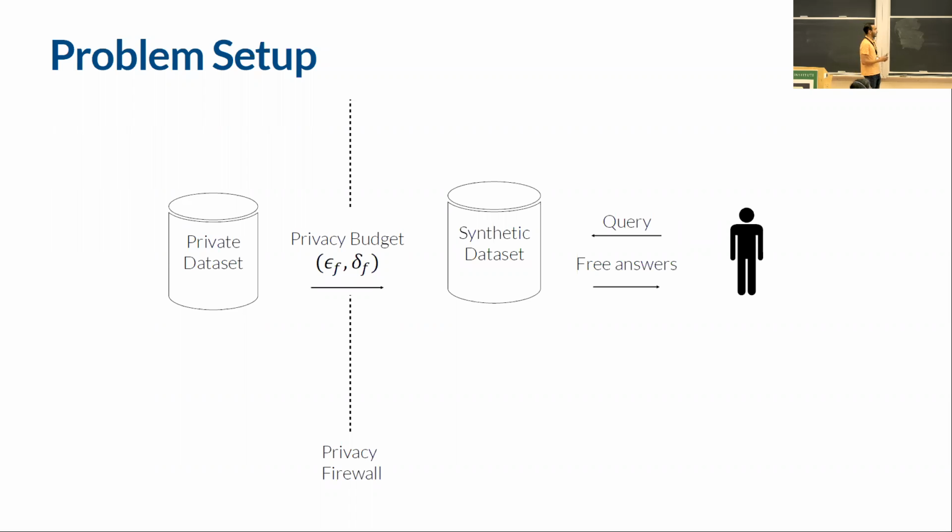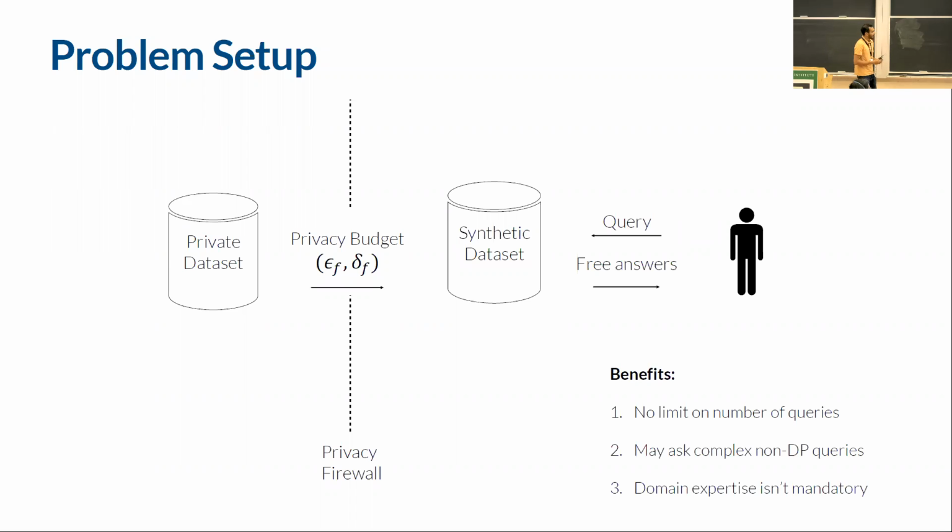Why do you want to do something like this? Because we could publish this data set in public, and someone can query this and get free answers, and they don't have to spend privacy budget. It's already privatized basically. The benefits are that there's no limit on the number of queries after doing this, you can ask non-DP queries, and domain expertise isn't required when this is already public. More specifically, we want to look into this problem today: what if there are missing values in this private data set?